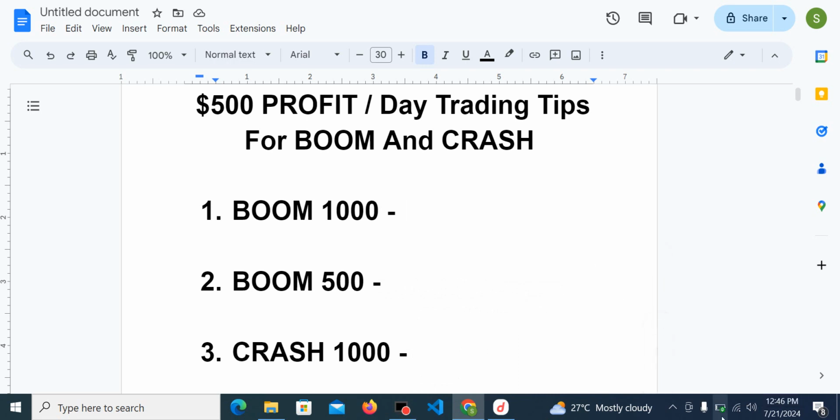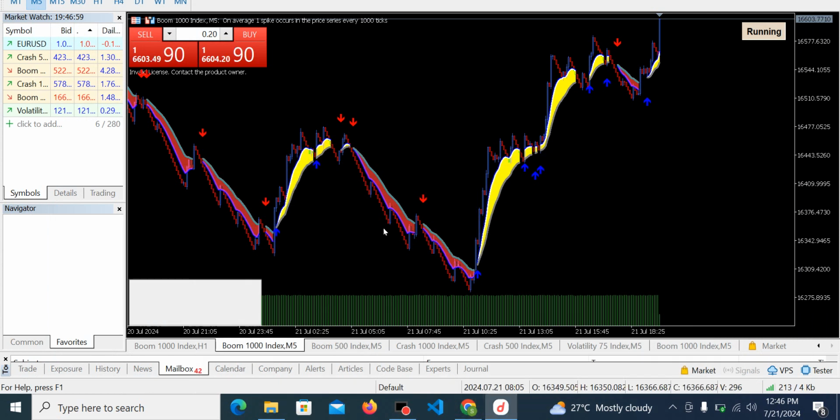Okay, so quickly let's go straight into what we have right here, starting with boom 1000. So this is boom 1000. I'm on 5-minute time frame. This had been on downtrend for a very long time. I had a major pullback around here when it got to this support zone, but it later went back down to break out below this support zone and got to a new support zone. Wasn't able to break out from there, so it started an uptrend.